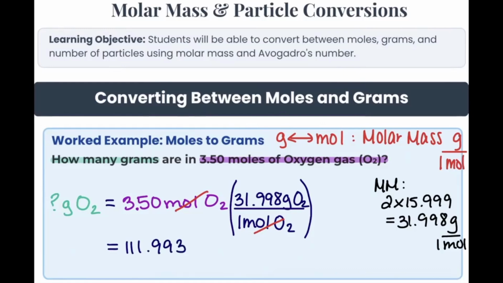111.993 grams. Now, because the question is giving you 3 significant figures in 3.50, you have to report the answer to 3 sig figs as well. So looking at this third significant figure, you look next door to it. Because it's above a 5, you're going to round up, and the answer is 112 grams of O2.